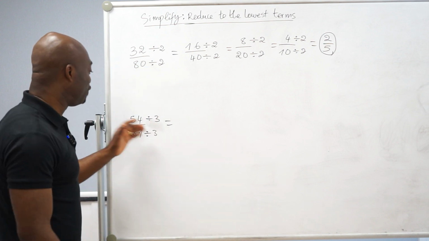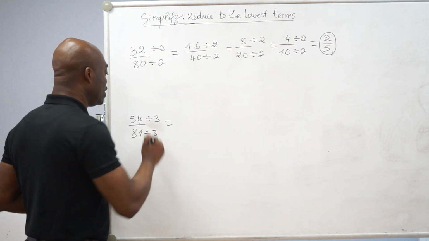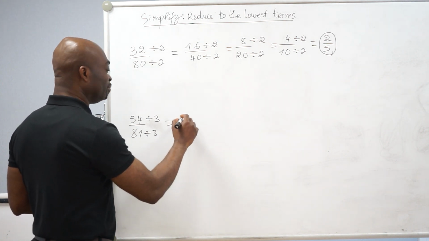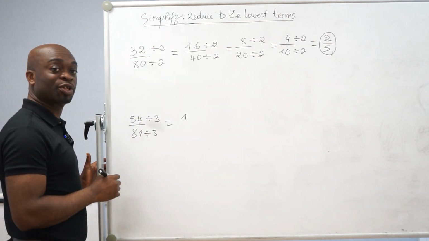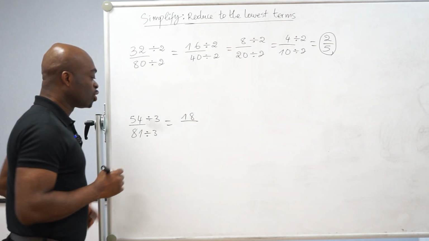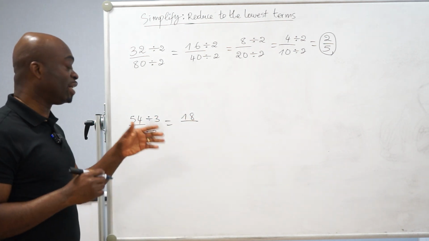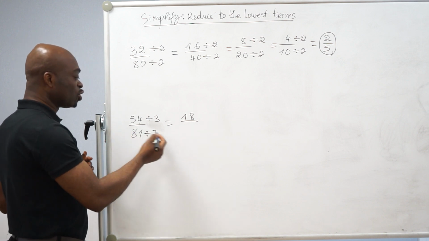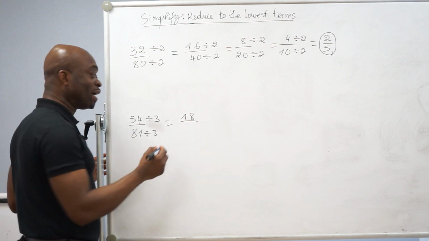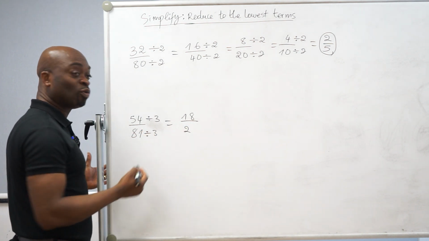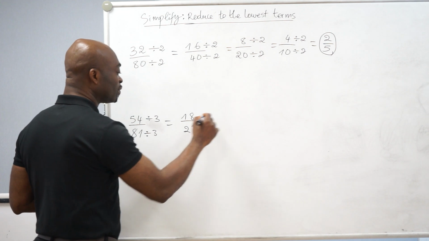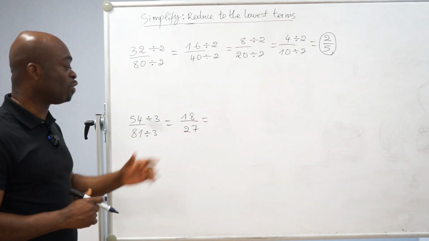Okay? So you say 54 divided by 3. So how many times? 3 goes into 5 one time. And then you carry 2. So that's 24. And then that goes 8 times. So that means 54 divided by 3 is 18. Over, so 81 divided by 3. So you do the same thing. 3 goes into 8 twice, and then 21 left. 3 goes into 21 7 times. So here you are. So this gives you 18 over 27.